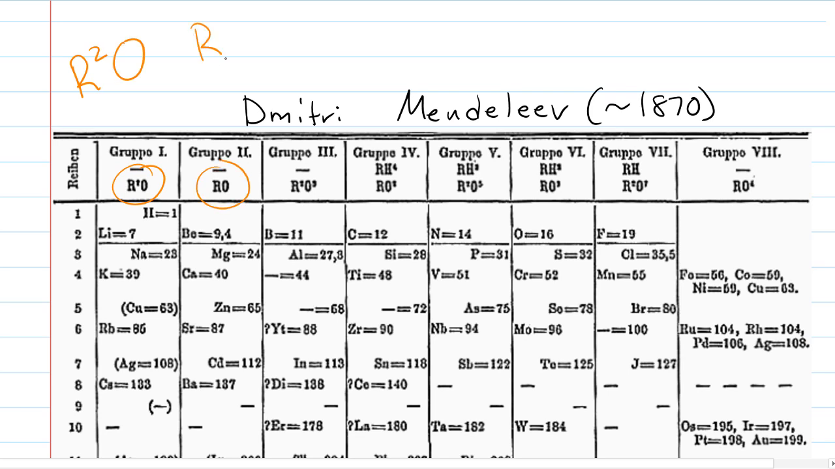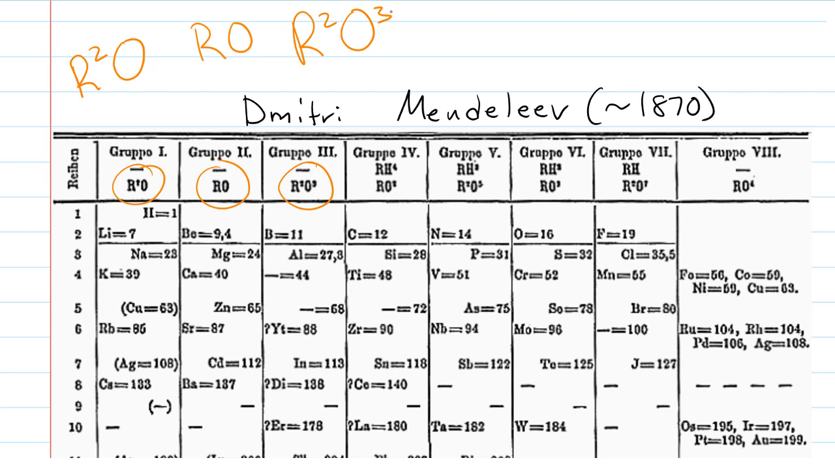This one here says RO. This says R2O3. Basically, when Mendeleev lined them up, he lined them up based on the oxides of these elements that were formed. And so these here represented the general formulas for the oxides that were formed.